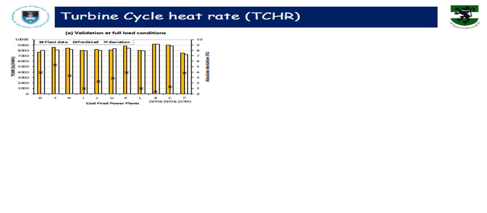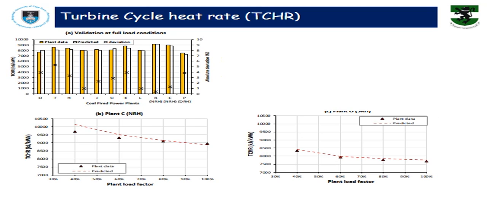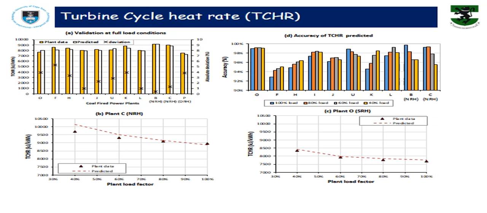Now, for the most important parameter, which is the heat rate, which helps us to examine the overall thermal performance of the plant, one can see that once again the predicted results closely match those of the plant data, and you can see that the heat rate increases as the load begins to decrease. This is expected because at lower loads, the thermal performance of power plants generally decreases. We see that for plant C, which is representing the non-reheat, and we also see it for plant O.